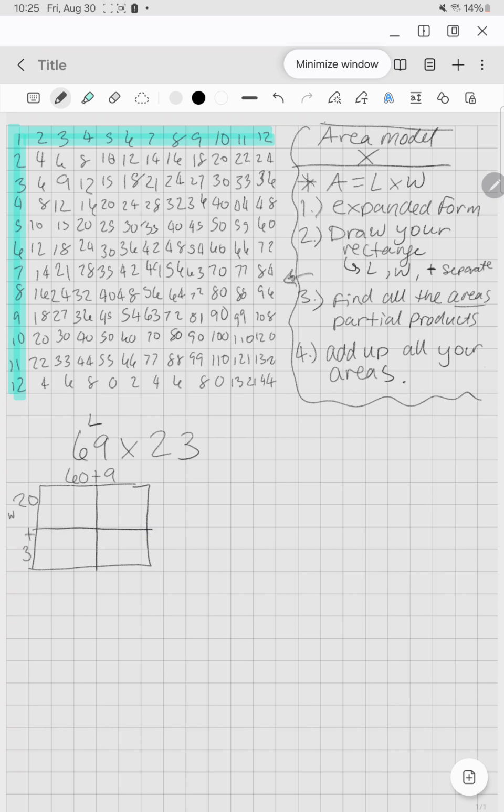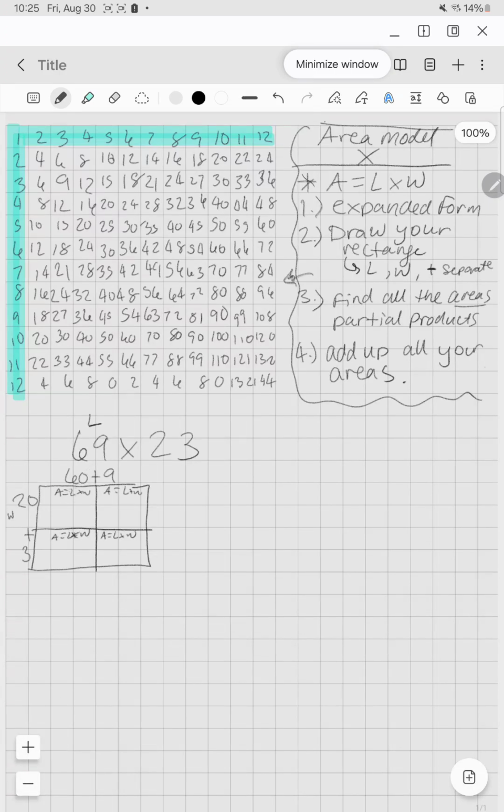Now I find all my areas. Keep in mind we're doing A equals the length times your width. And as you can see here, I have 4 different areas because I split my rectangle into 4 different parts. So up top is my length. So the top of this section, the length is going to be 60. And the width for this section is going to be 20. And the width of this is going to be 3 because 3 is right next to it.